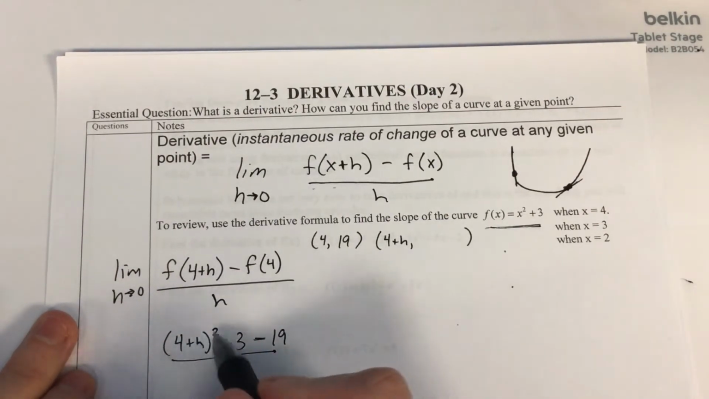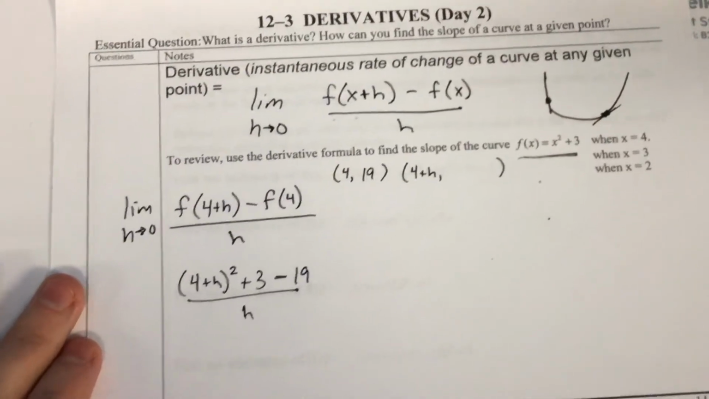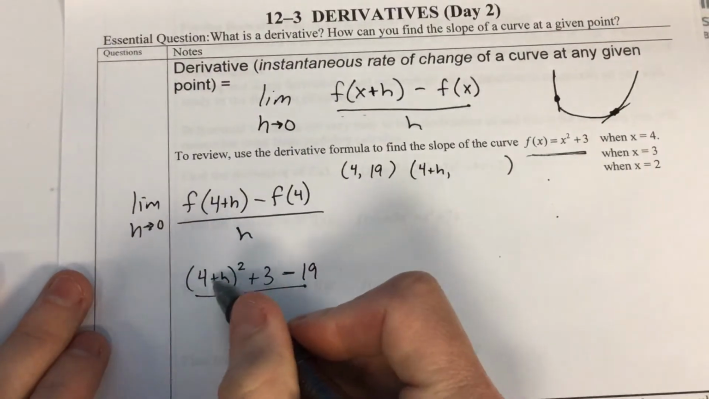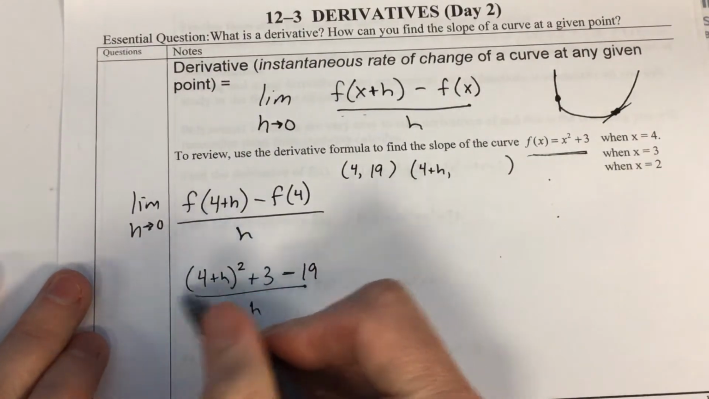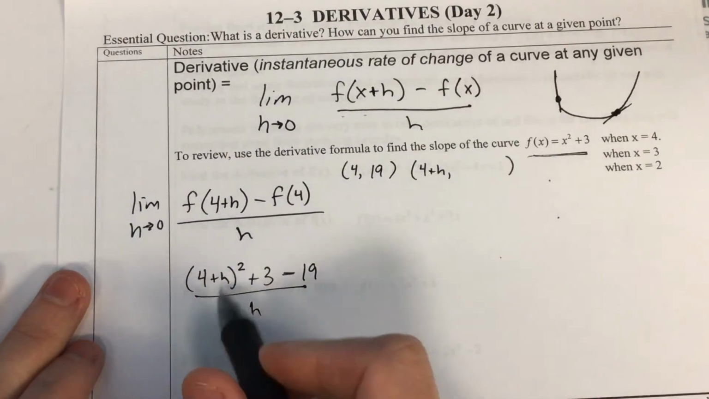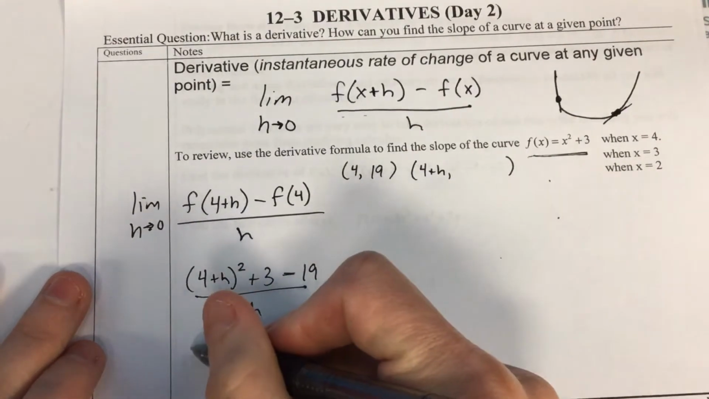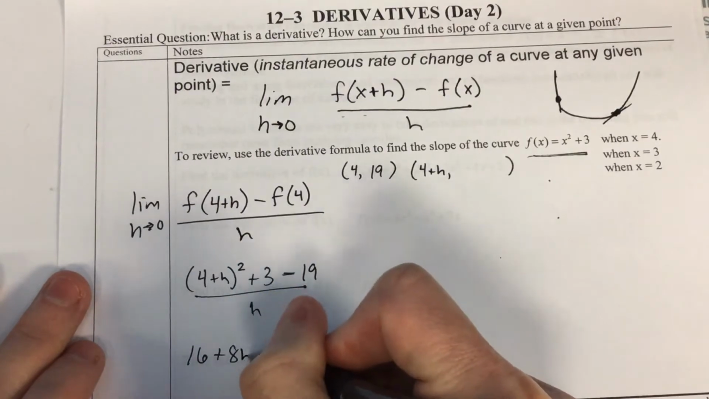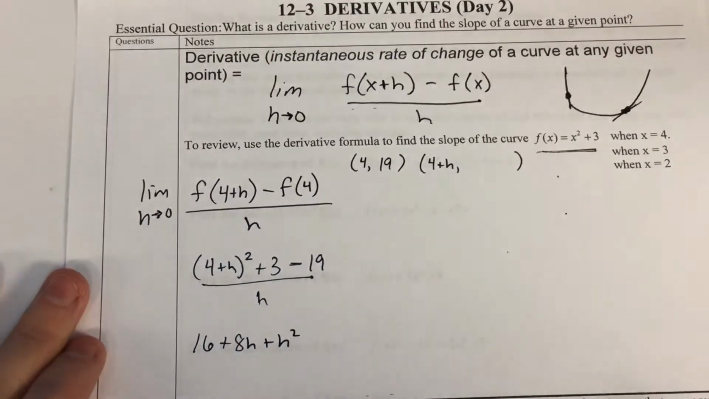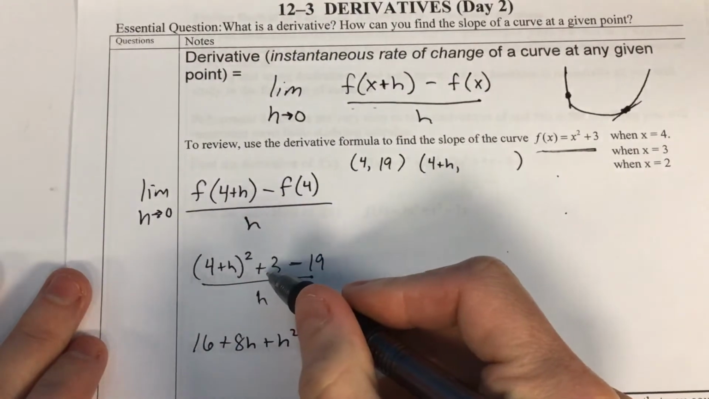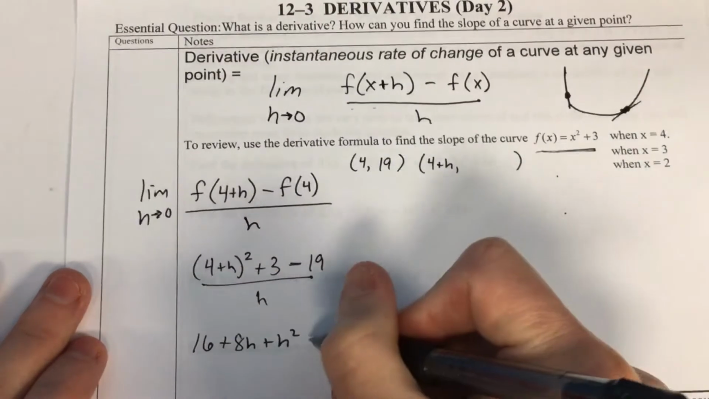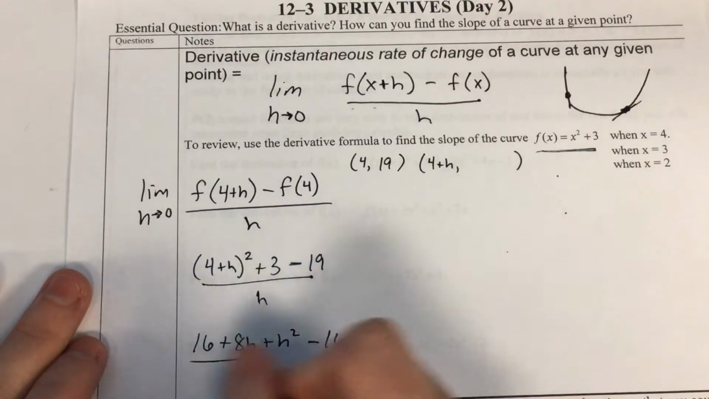And then you just have to take the time to distribute this. Don't just think it's 16 plus h squared. It's not quite that simple because you'll get that middle term. So write it off to the side if you need to, 4 plus h times 4 plus h. But I'll just do it real quick. You get 16 plus 8h plus h squared. And then you have plus 3 minus 19. So that's really just minus 16 if you want to simplify that.